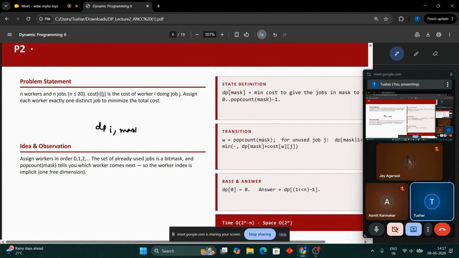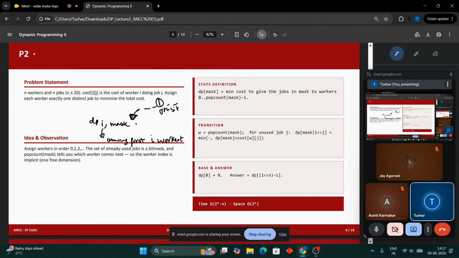dp[i][mask], where i says that among the first i workers, and mask is basically a 20-bit or n-bit number in which the jth bit is 1 if the jth job is assigned to one of these i workers. So dp[mask] will store the minimum cost to distribute all the jobs which are set in this mask to the first i workers.